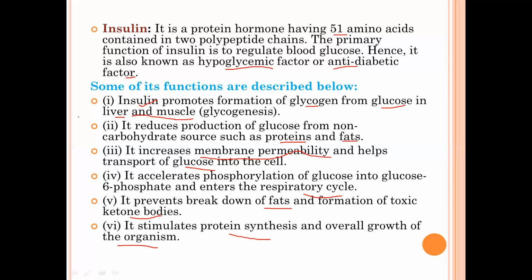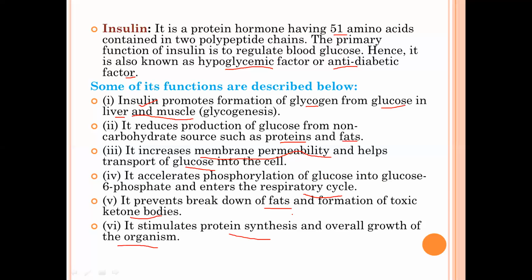So insulin is nothing but a protein hormone made up of 51 amino acids consisting of 2 polypeptide chains. It's called a hypoglycemic hormone because it reduces the glucose levels in our body by converting glycogen into glucose. And it also prevents gluconeogenesis. It increases membrane permeability for glucose. It helps in phosphorylation of glucose into glucose 6-phosphate so that it can enter into glycolysis so that the respiratory cycle can be started.